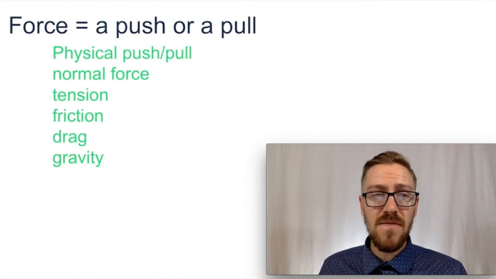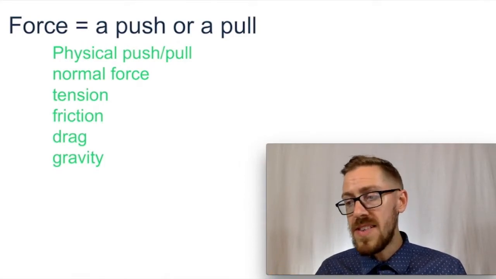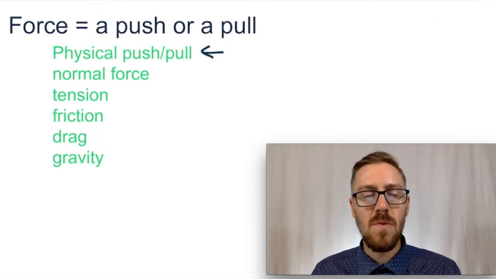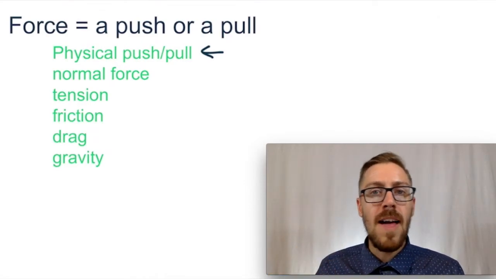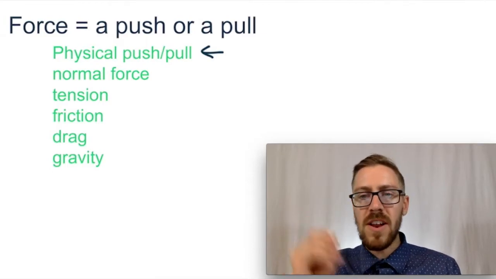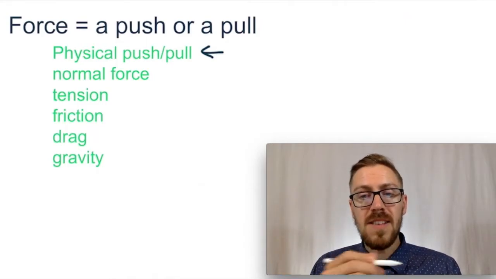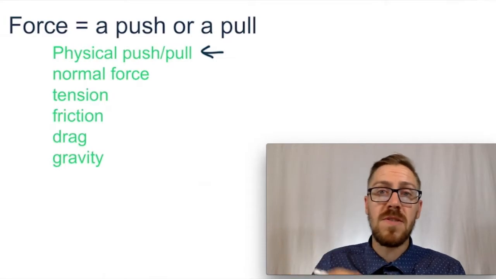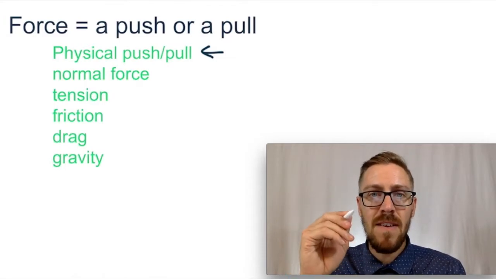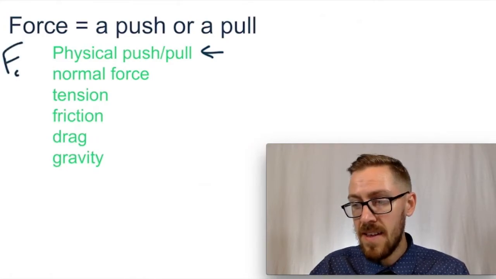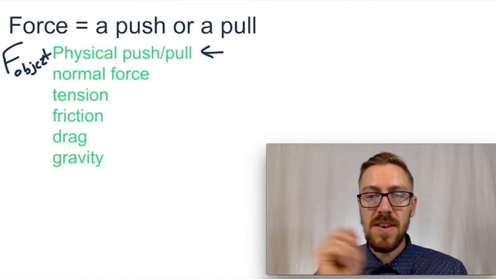So here's a lot of different kinds of forces. A physical push or a pull. This is any object that's pushing or pulling on something else. I mentioned a second ago, I punched a wall when I was in middle school. That was my hand on the wall, so that's a physical push or a pull. Or if you're in a car accident, there's the force of a car on your car. Objects here can do pushes or pulls, and we give those a name by saying F for force in capital, and then whatever object does the force gets written in subscript.